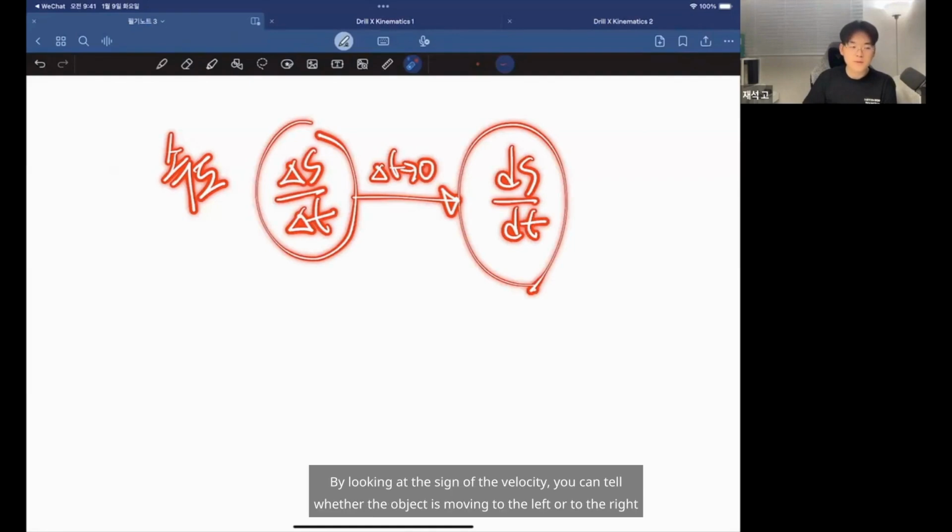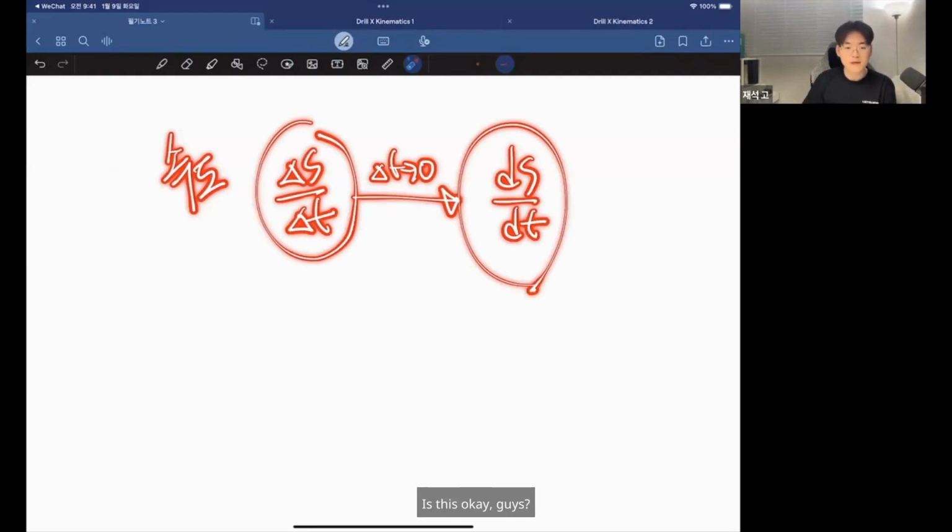You need to look at the sign. By looking at the sign of the velocity, you can tell whether the object is moving to the left or to the right, right? Is this okay, guys?